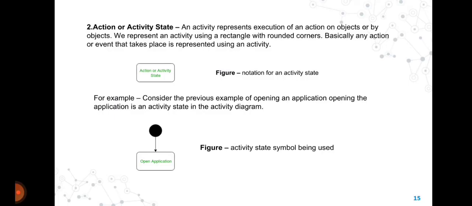The second one is the activity state or action state. An activity state represents execution of an action by objects. We represent an activity using a rectangle with rounded corners. Basically, any action or event that takes place is represented using an activity. Here we can see the notation for an activity state. One example is to consider the previous example of opening an application. The application opening is an activity state in the activity diagram.